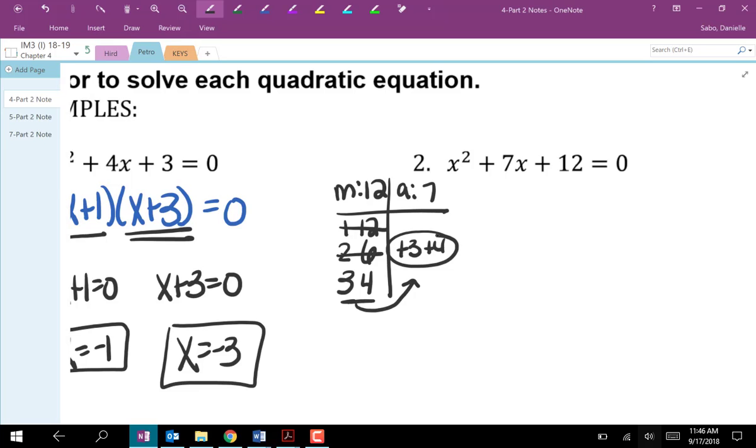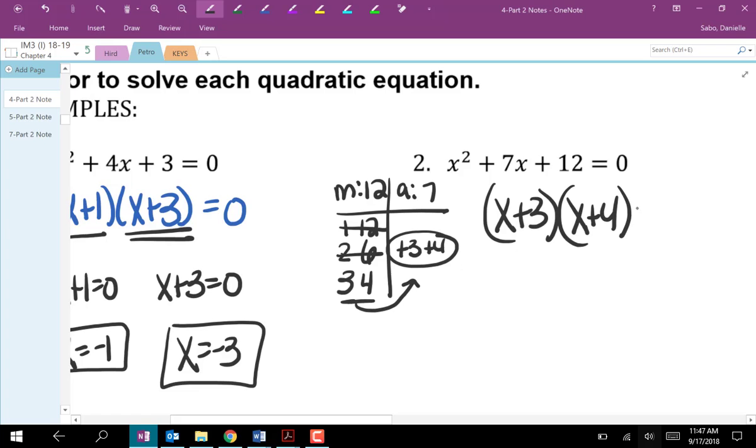Again, some of you may not even need to make the chart at all. Like me, I literally go straight to the end because I know what's going on. But you might not know right now, but in the future you might. You're just getting yourself used to it. And the more practice you do, the better you get at it. So all I'm going to write, x plus 3, because that's one of my magic numbers, and x plus 4, then equals 0.